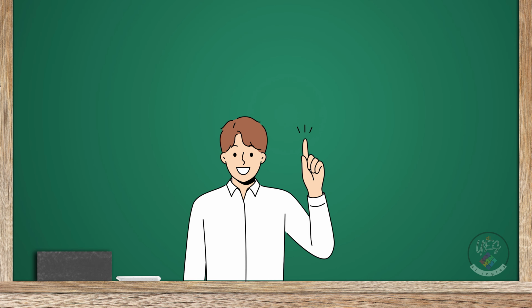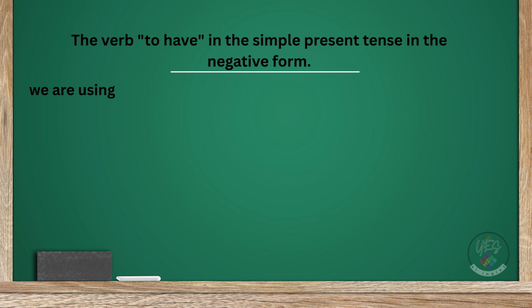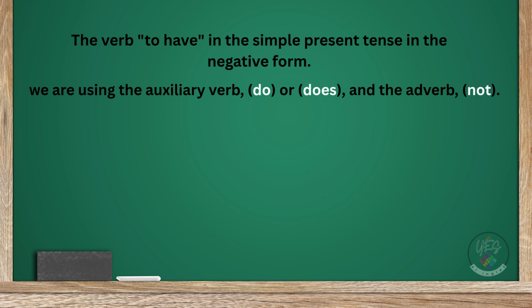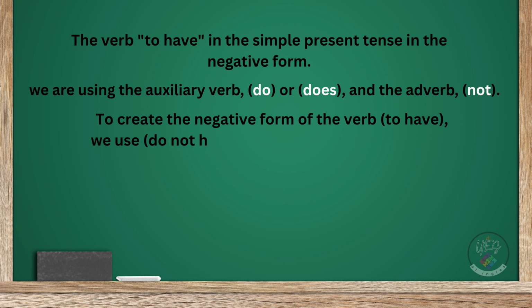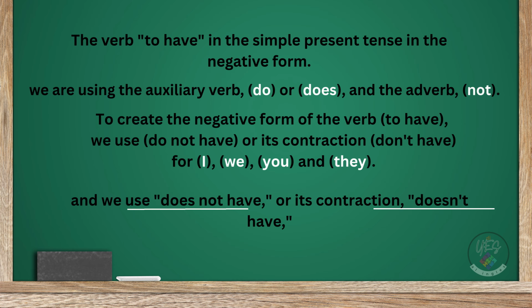Now, we are going to see the conjugation of the verb to have in the simple present tense in the negative form. And for this, we are using the auxiliary verb do or does and the adverb not. To create the negative form of the verb to have, we use do not have or its contraction don't have for I, we, you, and they, and we use does not have or its contraction doesn't have for he, she, and it. Let's see some examples.